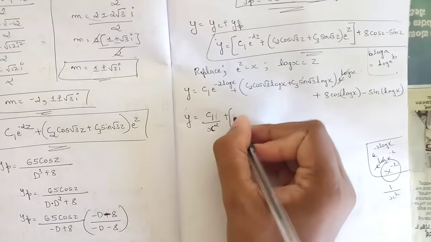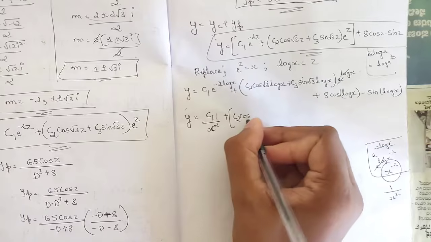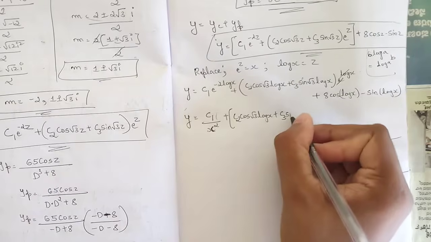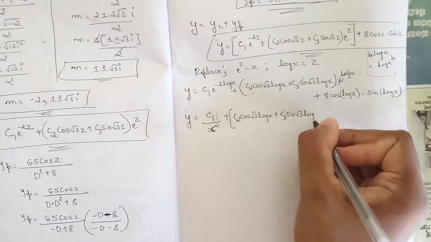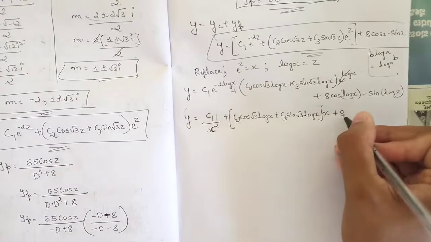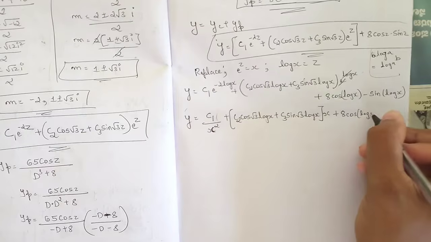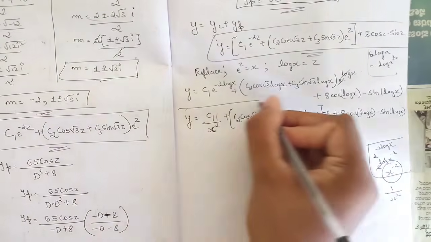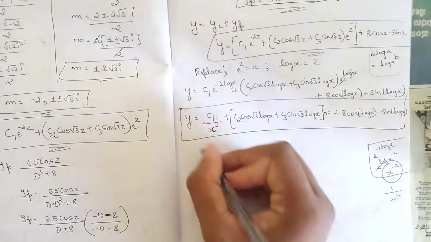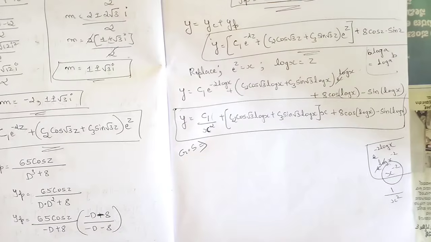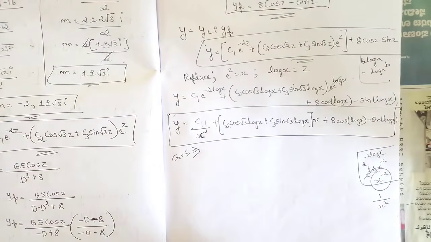Plus the rest of the terms remain as they are, c2 cos root 3 log x, c3 sin root 3 log x into e and log cancelled, only x remains, plus 8 cos of log x minus sin of log x. So this is your required general solution. Okay, so this much big is your required answer.